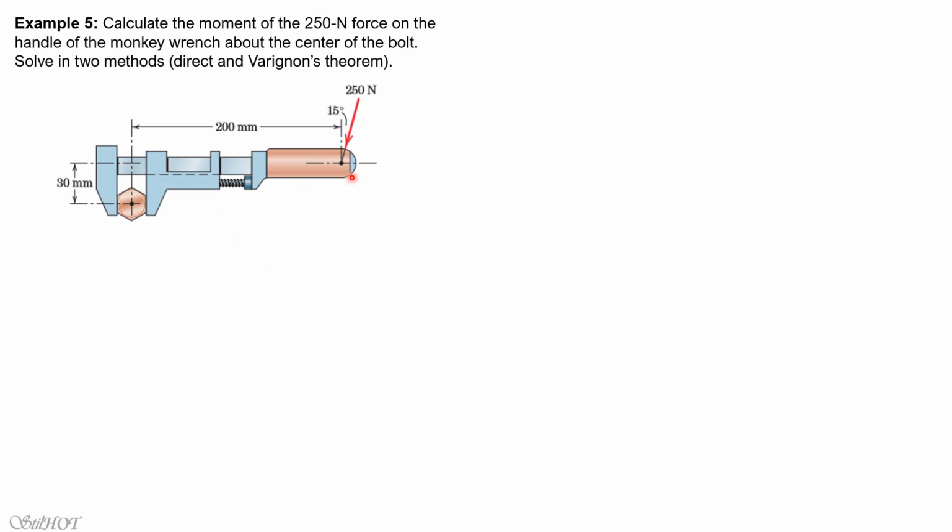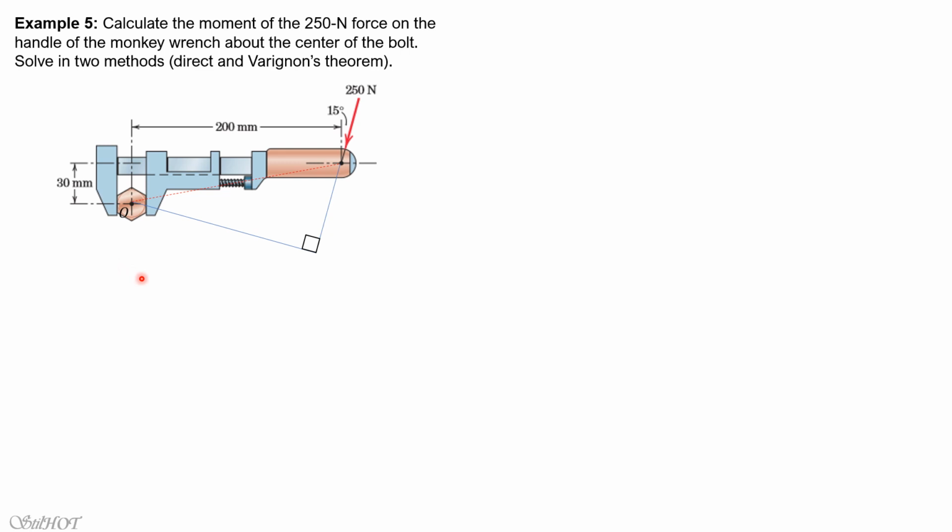So this is the monkey wrench. Varignon's theorem is simpler because all you have to do is resolve the force into components. But I have to present it using the direct method. So this is point O, and I extend the force so that it's clear that we form a right triangle. The hypotenuse is the distance from O to the point of application of the 250 Newton force, and it is equal to the square root of 200 squared plus 30 squared.